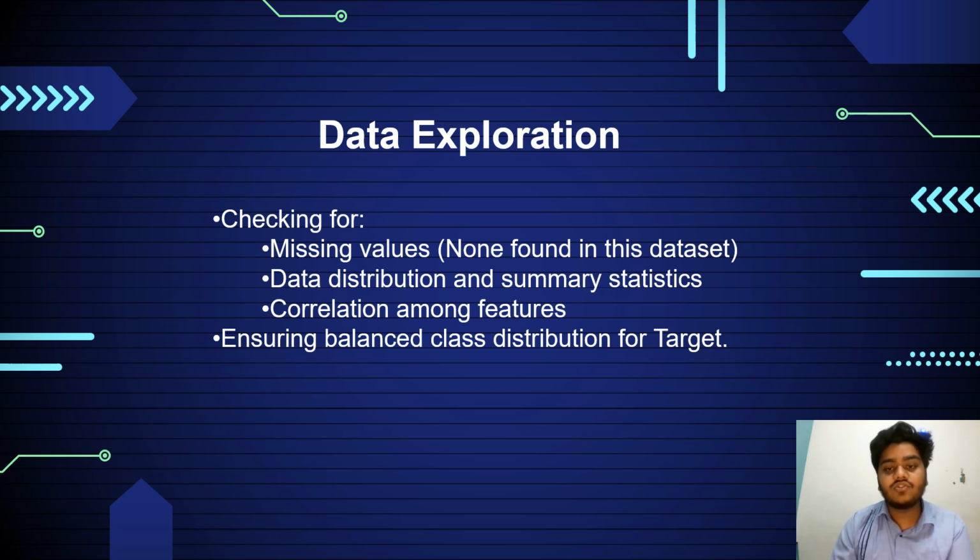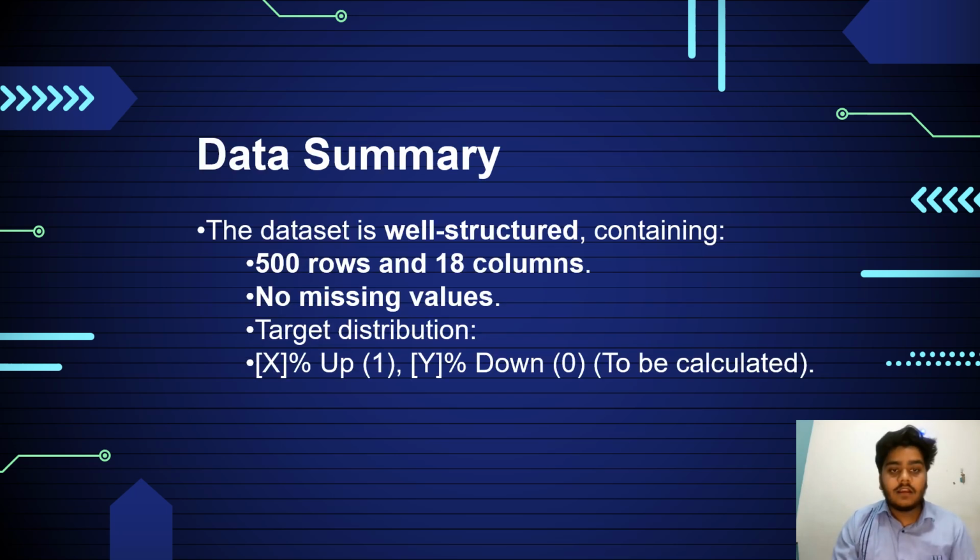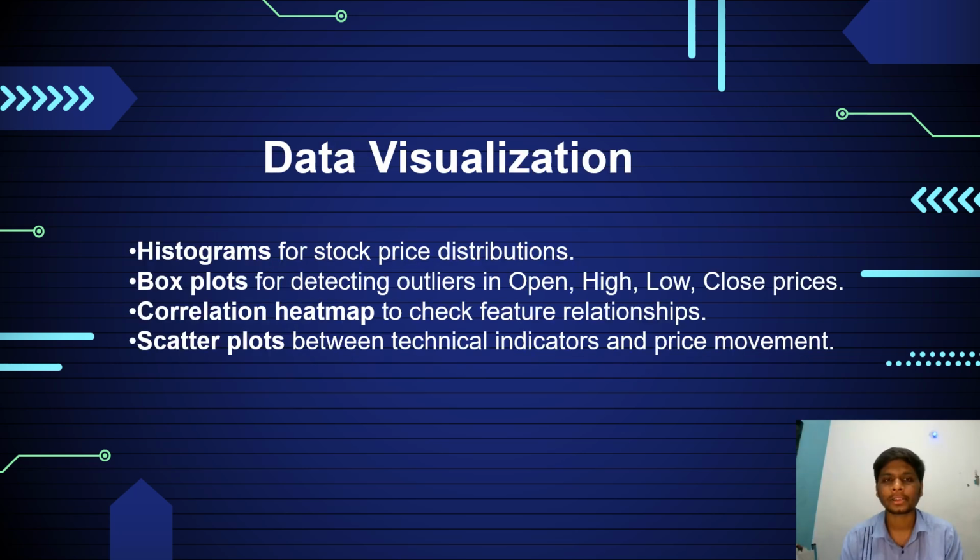data distribution and summary statistics, correlation among the features, ensuring balanced class distribution for targets. Data summary. The dataset is well structured, containing 500 rows, 18 columns, no missing values, and the target distribution should be calculated.